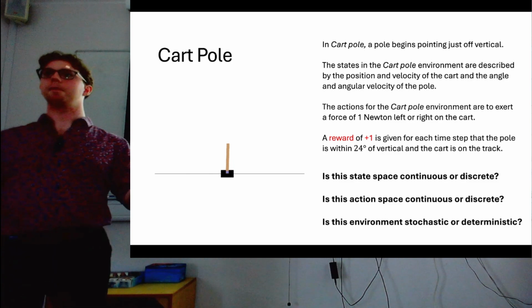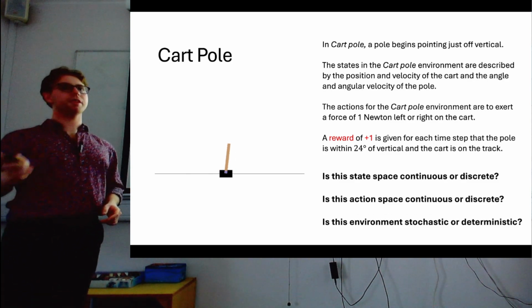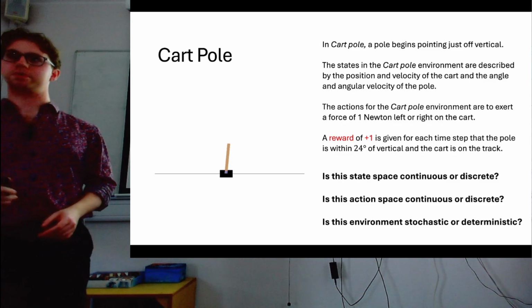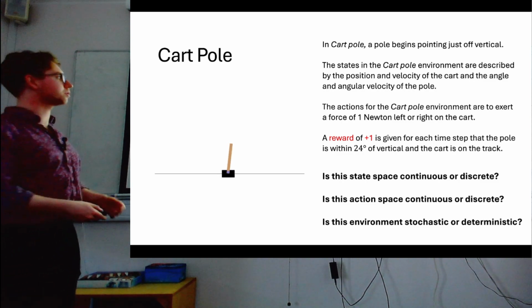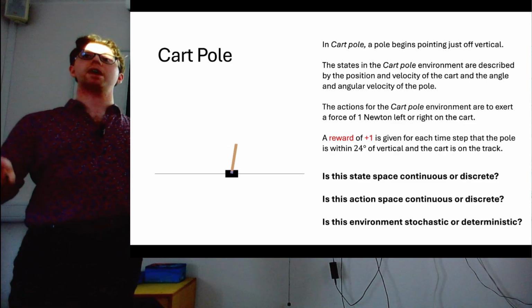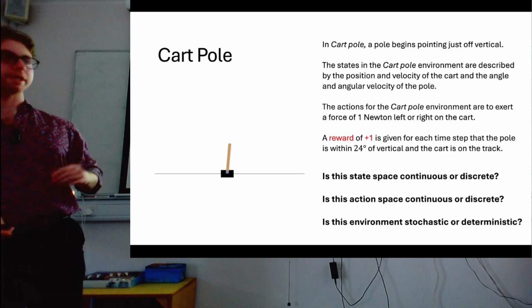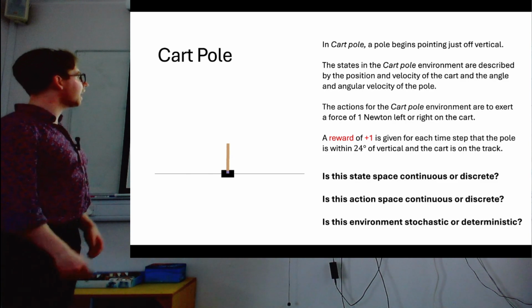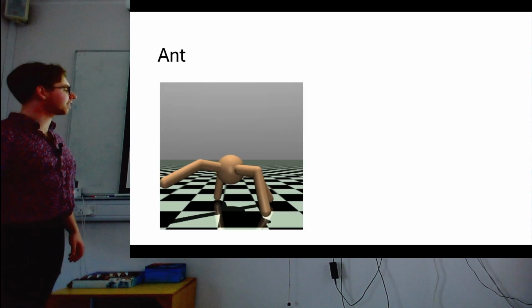Deterministic? Yeah. So there is some randomness, but not in the dynamics. The randomness is in your initial state. So you get randomly initialized to some number of degrees off the vertical. So there is some randomness, but not in the dynamics. It's a deterministic environment. Brilliant stuff. Ant. Look at it go.